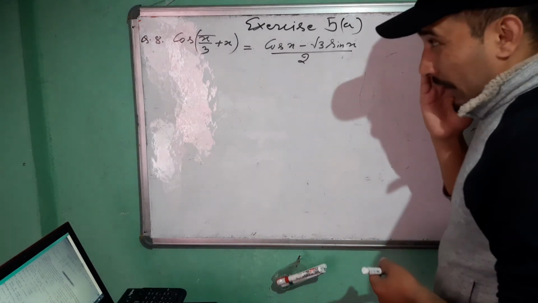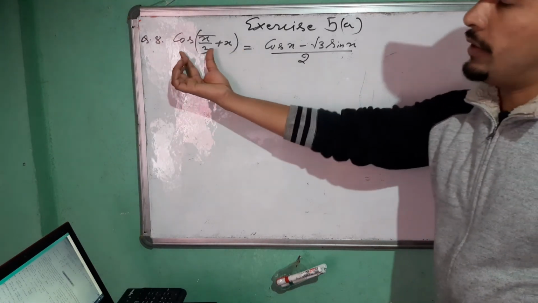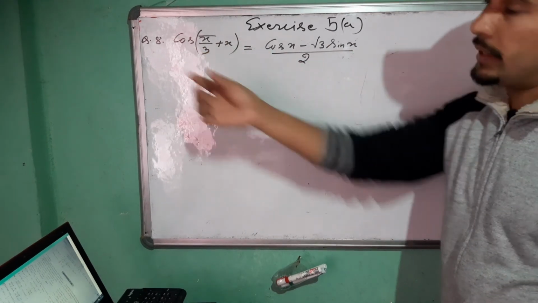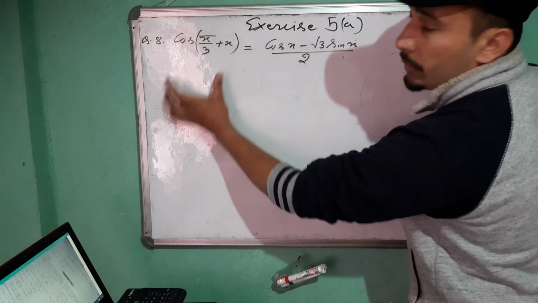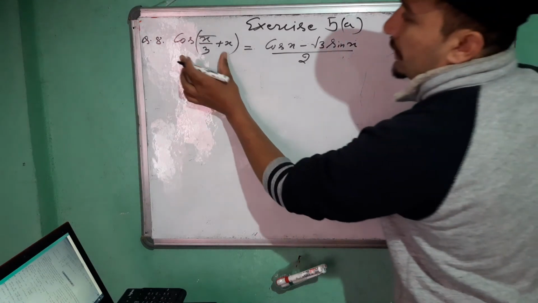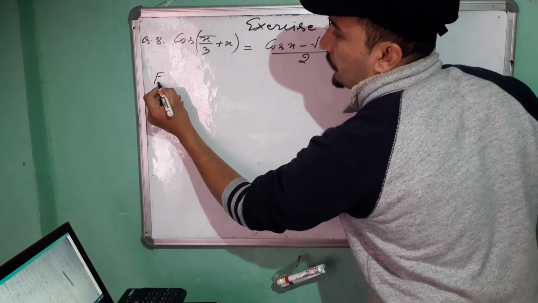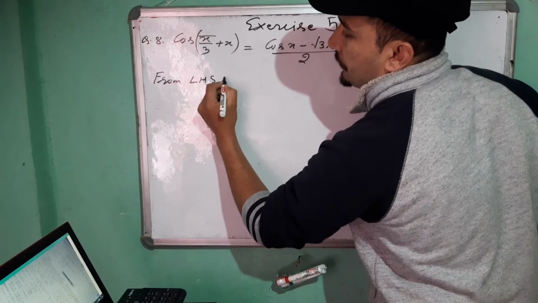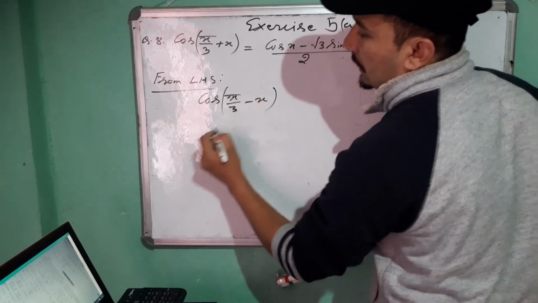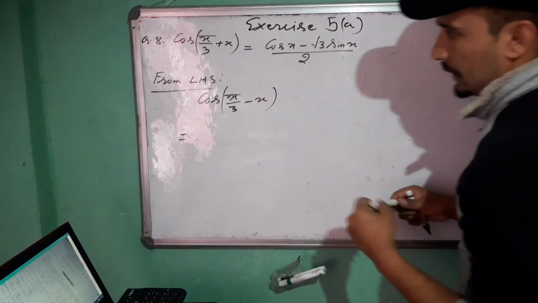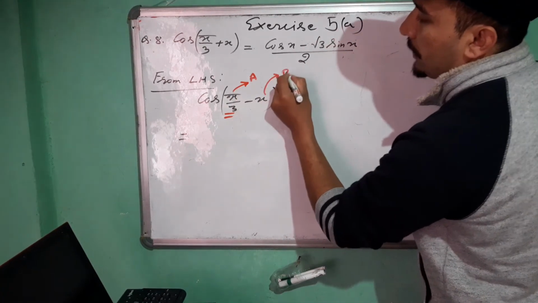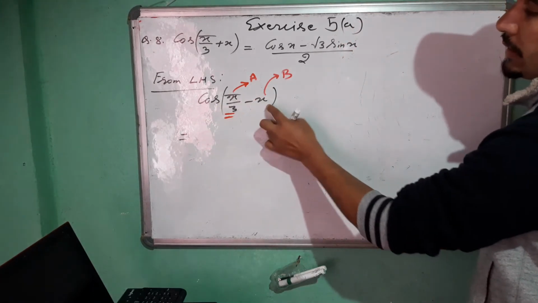So the proving part you can do from either side. Okay, you can take the left hand side and prove the right hand side, or take the right hand side and find the left hand side, or you can do half from the left hand side and half from the right hand side. It is up to you. Okay, so I'll start from the left hand side only. From LHS you have cos(pi by 3 minus x). This can be written as: pi by 3 is a, and this x is b. So we'll use the formula for cos(a minus b).